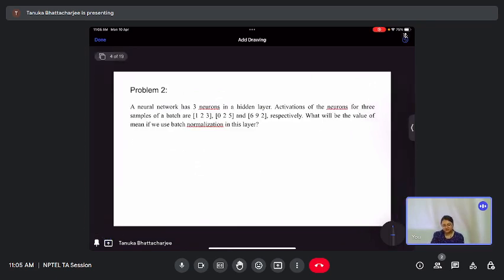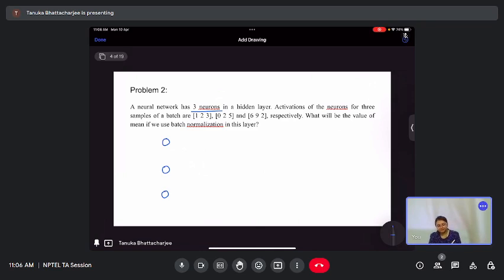The next problem says a neural network has 3 neurons in a hidden layer. Activations of the neurons for 3 samples of a batch are given. Now what will be the value of the mean if we use batch normalization in this layer? So basically in this layer you have 3 neurons, and you are passing a batch through this layer. That batch has 3 samples.